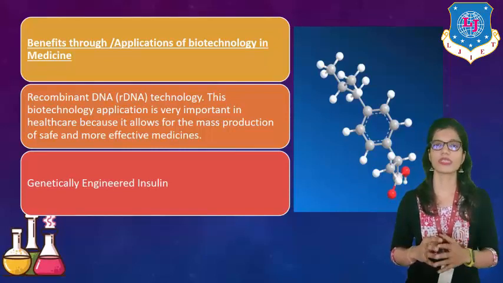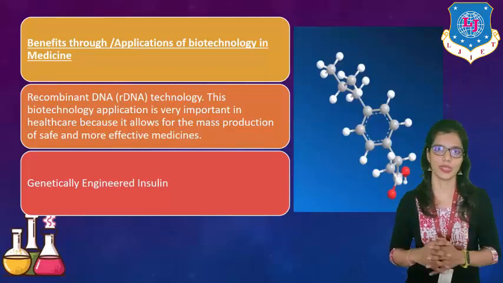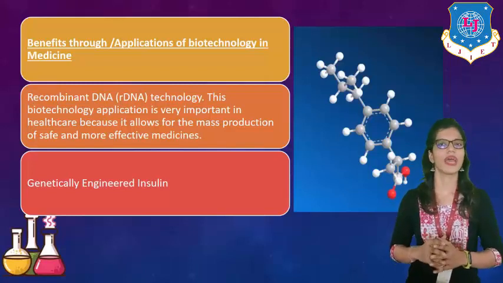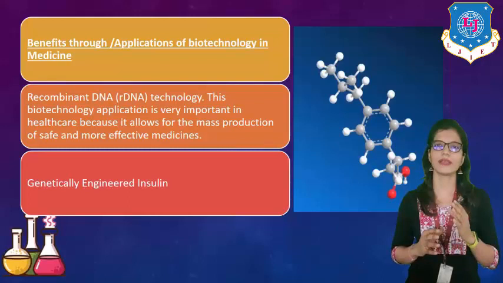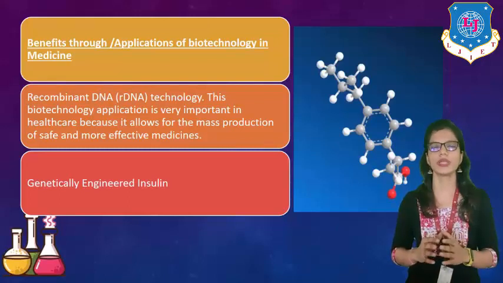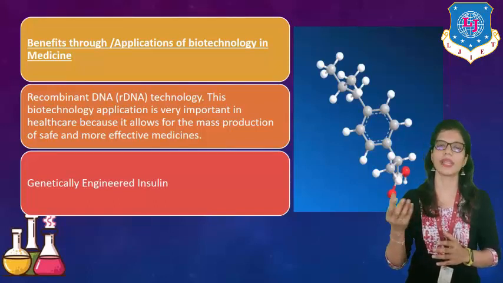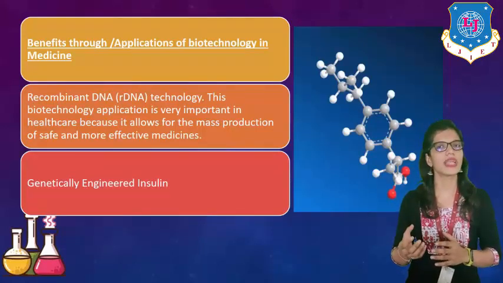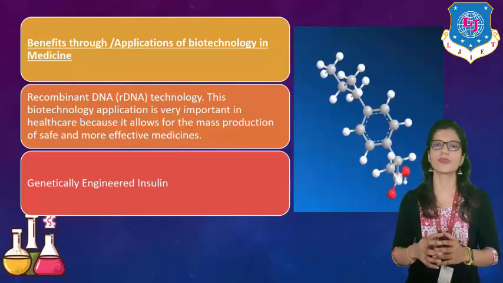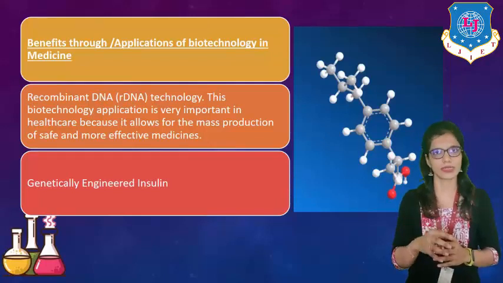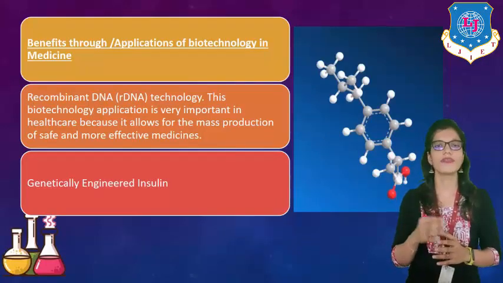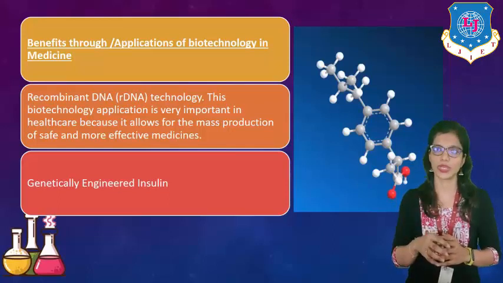We will see what this recombinant DNA technology is. First is genetically engineered insulin. In diabetic patients, insulin is produced less by the pancreas, and because of that the sugar does not get metabolized. If it doesn't get metabolized, it runs in our blood vessels, and because of that it creates a problem. It creates diabetes. To reduce that, we have to use insulin.